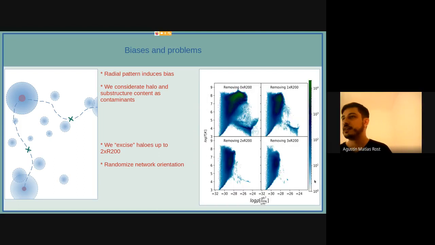In this case, we have the gas phase diagram. So this is the density, and this is the temperature. If we don't remove anything, we have the complete phase diagram of the gas. And as soon as we remove material around the halos, we see that the very dense and hot material associated with the halos is being removed, and only the diffuse gas is left.